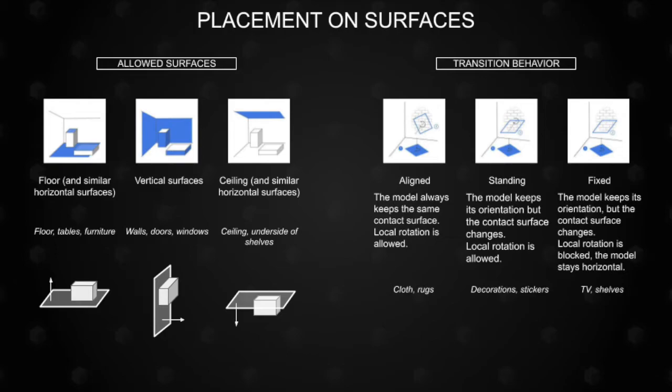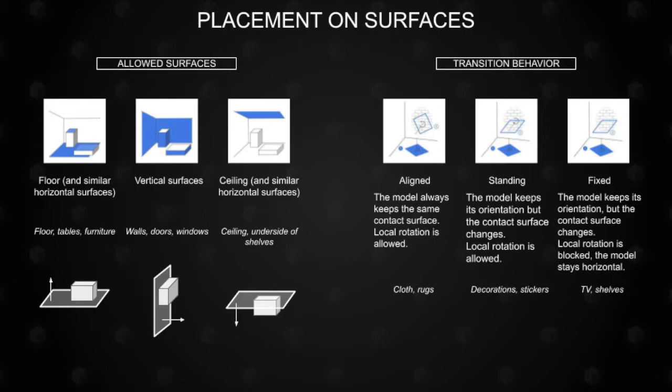Vertical surfaces are mainly walls, doors, windows or flat fronts of furniture. The part of the model in contact with the surface may change and become the back face. We'll see how to determine that in a minute. In all cases the model rotates around an axis perpendicular to the surface.